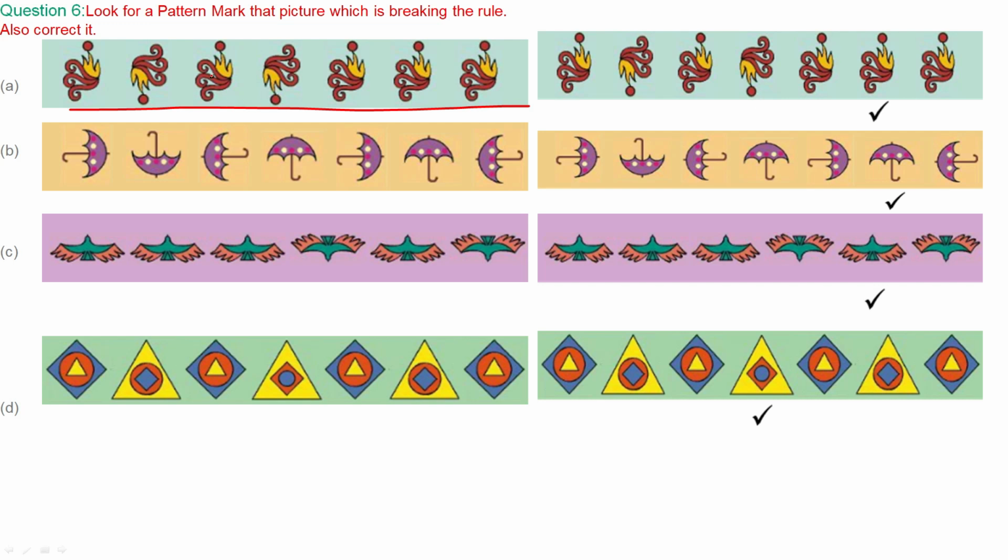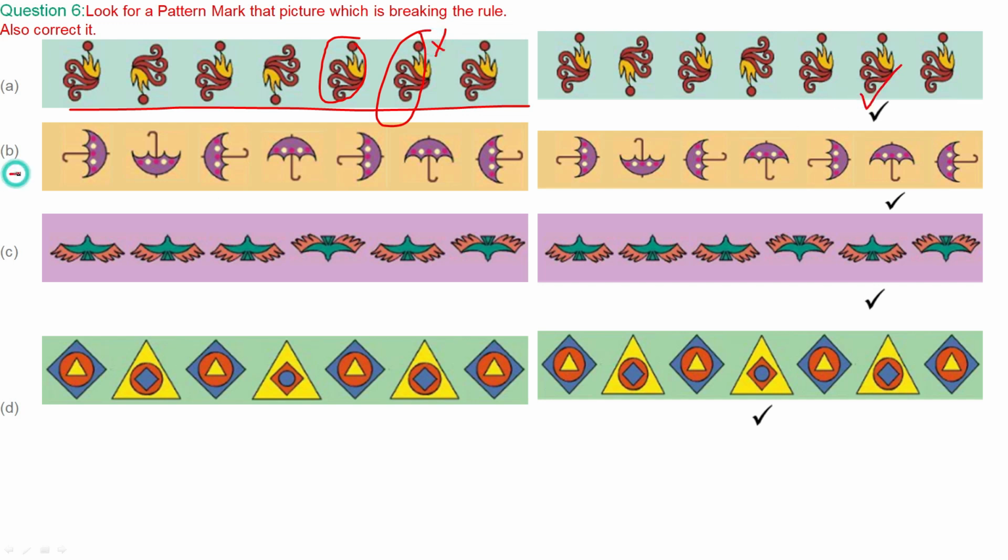1, 2, it's okay. 3 okay. 4, 5 okay. It is the sixth one you see. The rule is breaking. How can you find the rule is breaking? You see the circle here. Actually next, the circle should come down. But here the rule is breaking. You can find the rule breaking here. So there you put the tick mark.